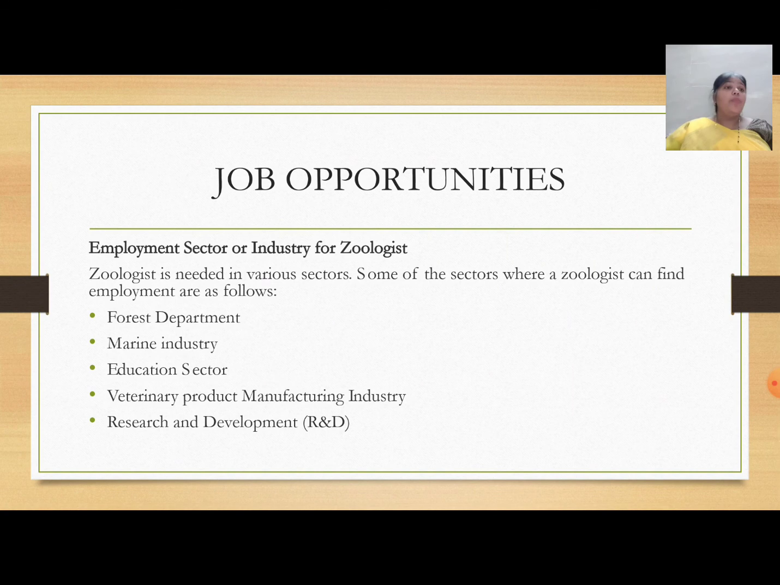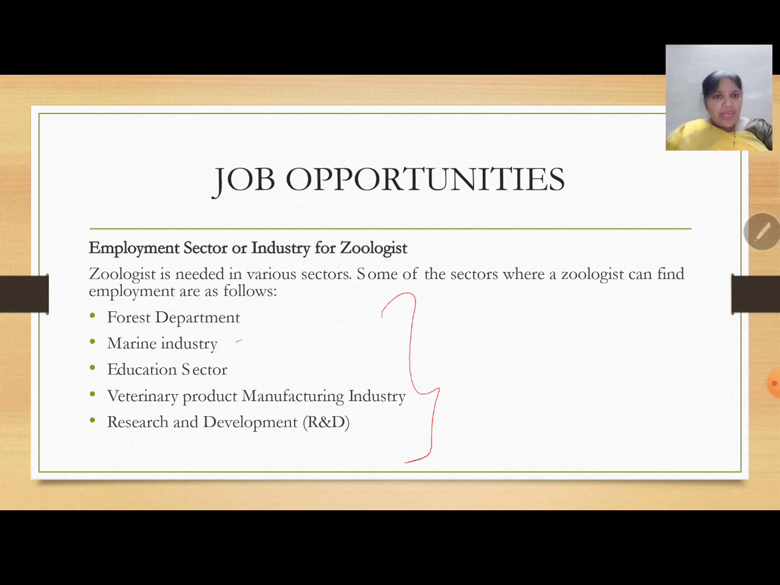Then what are the job opportunities if we do zoology? There are different fields. You have forest department, you have marine department, you have the education sector, you have the veterinary product manufacturing industry, and you also have the research and development wing. These are the five major sectors. When I say education sector, everything comes in: school teaching, college teaching, all those things come under it.